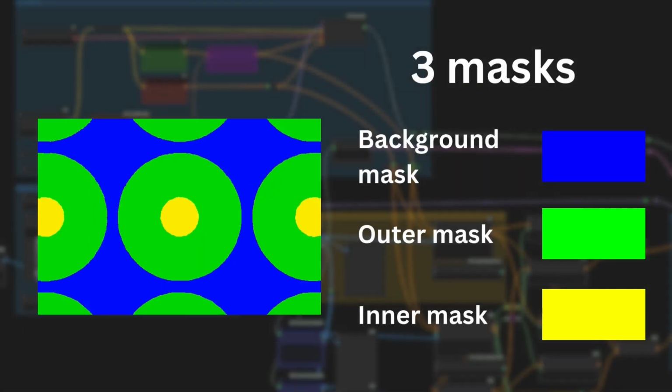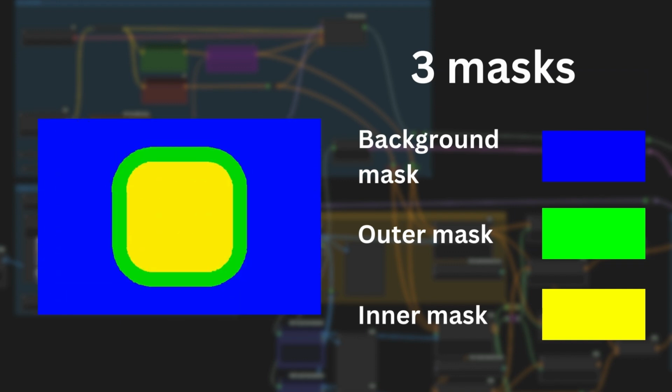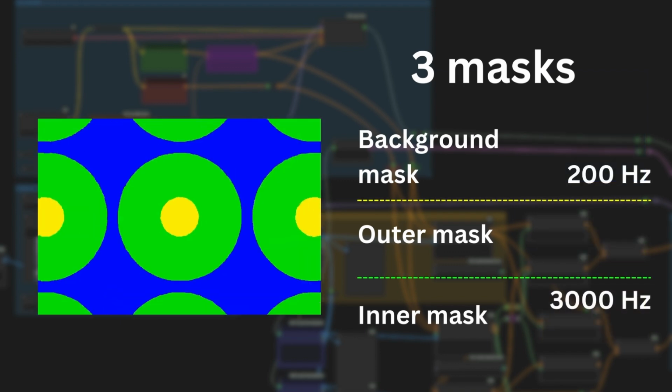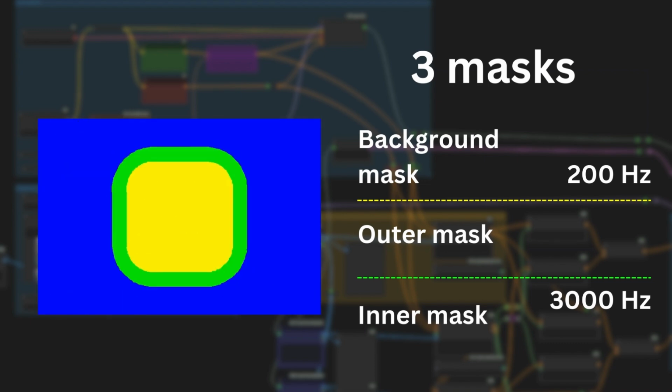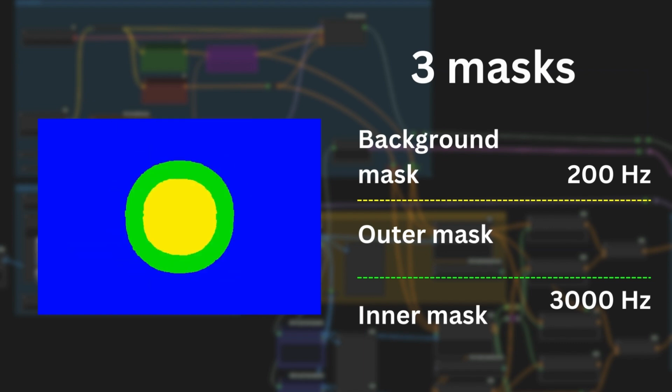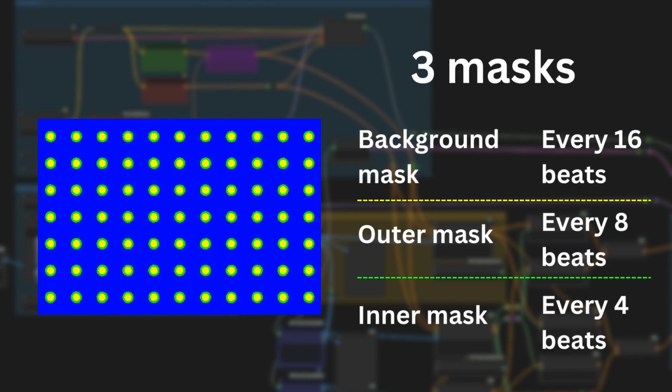We want to create 3 layers with different images, which react to the music and follow the pattern of the reference video. The separation between masks is going to be defined by the frequencies at 200 Hz and 3000 Hz. For each of the layers, we want the images to change according to the frequency shown here.